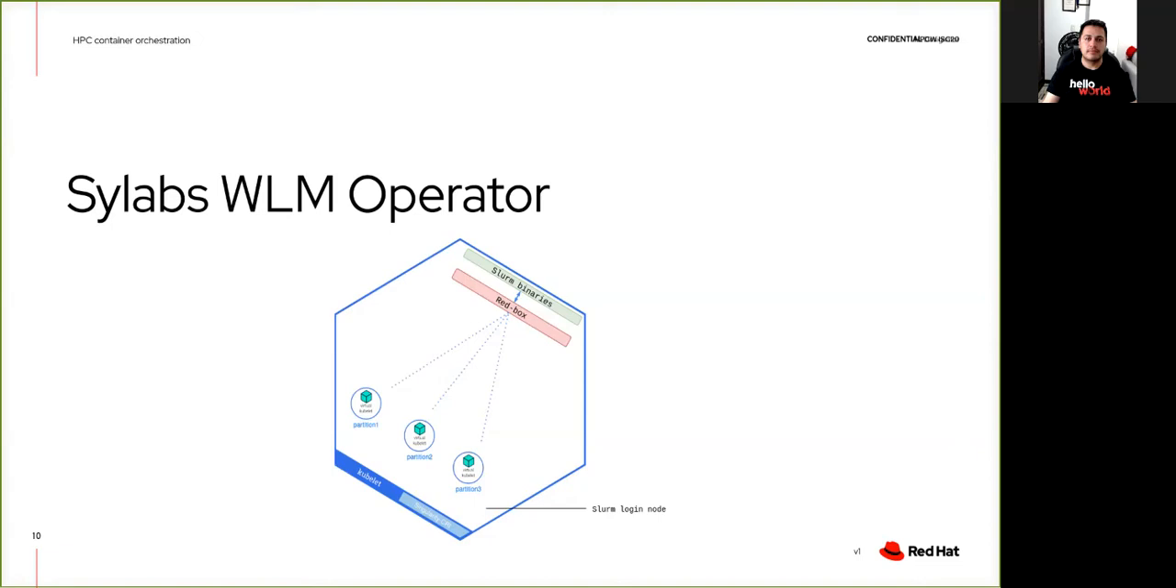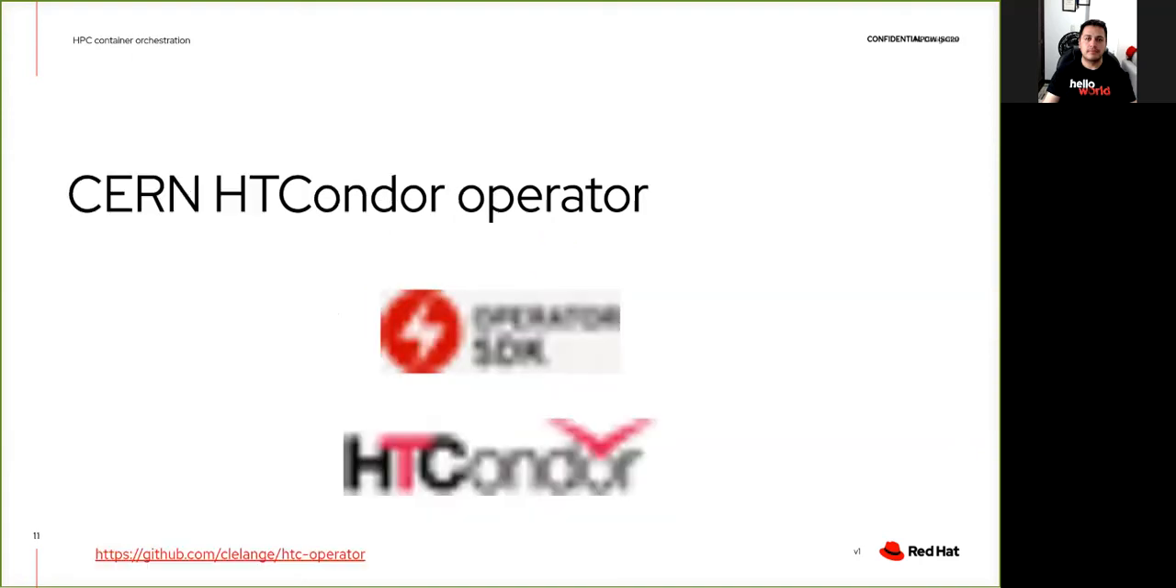orchestration projects for HPC. The first one is the Sylabs WLM operator that really allows us to interact with Slurm. So it's a kind of middle ground that allows users to talk with Kubernetes, but this operator in the background is going to turn those Kubernetes jobs into Slurm jobs and run them. Another community-based operator is the CERN developed HTCondor operator. It was released recently, about 2 months ago. There is a link to the GitHub page, and it was developed using the Operator SDK from Red Hat.